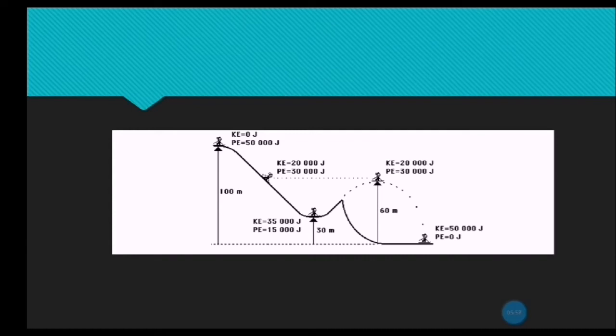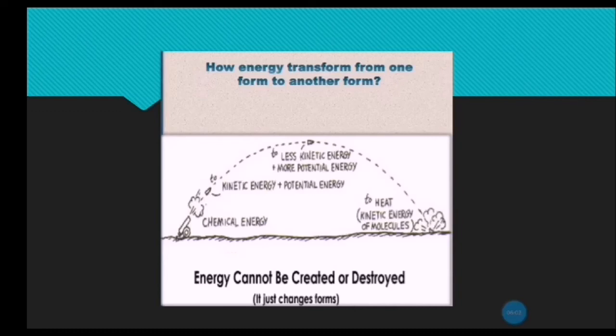I can't create energy, I can only transform it. How energy transforms from one form to another. Energy cannot be created or destroyed, it just changes forms. In this example, I have this cannon, chemical energy. It's changing to kinetic energy and then potential energy because it's going higher. At the top, I have less kinetic energy and more potential energy. And then when it goes down, it will be changed to heat, kinetic energy of molecules, because I will have a certain explosion.